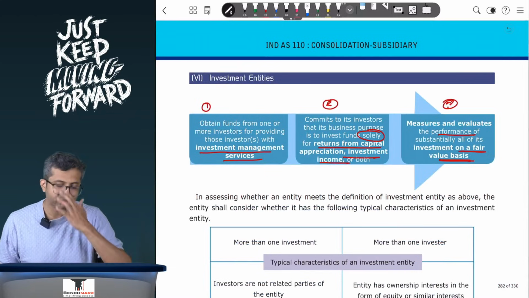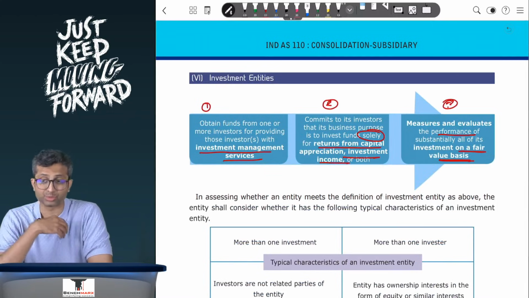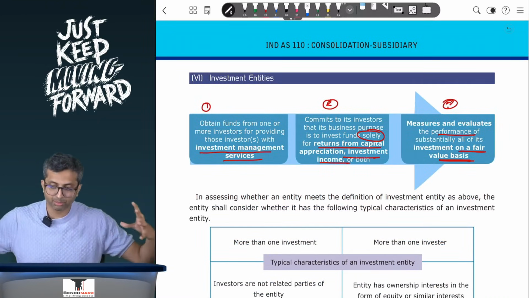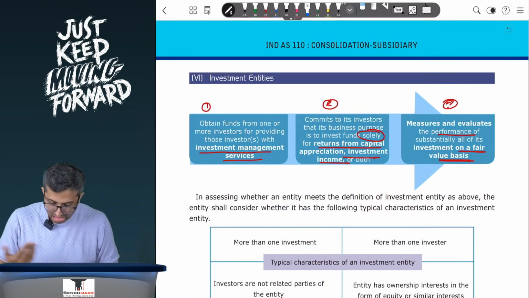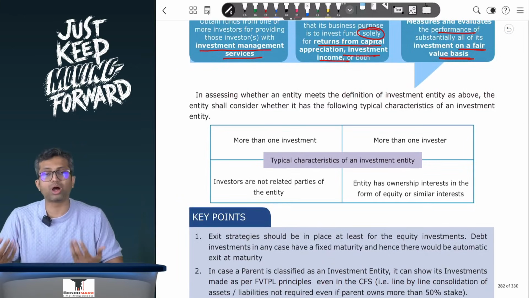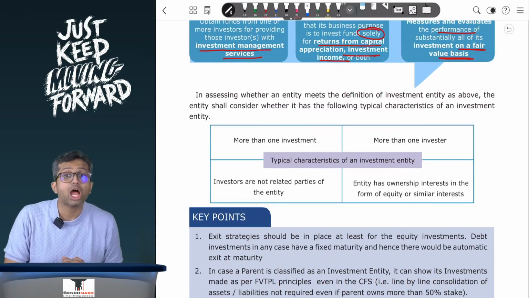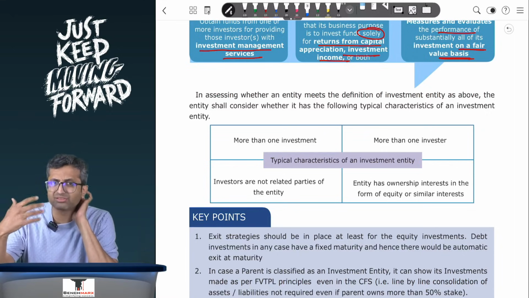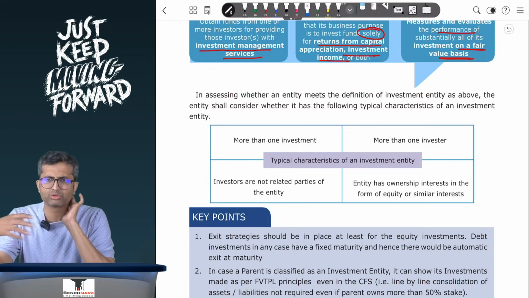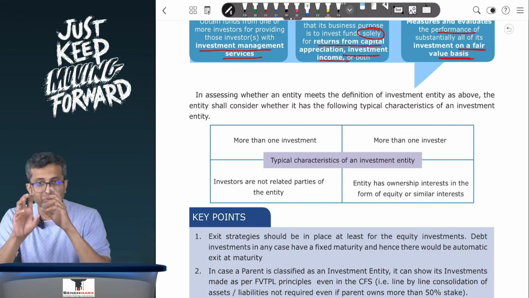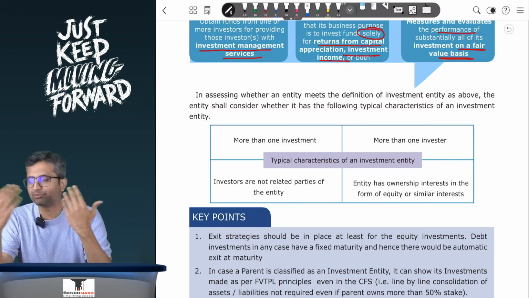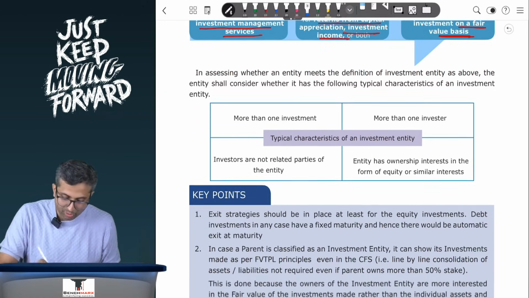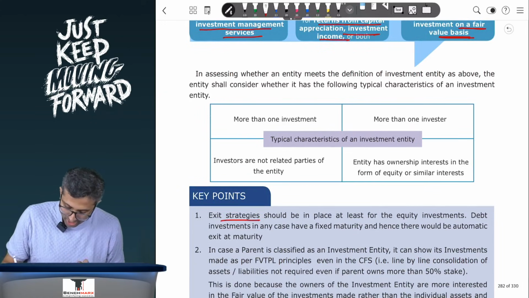Okay, so there are a few other criteria for investment entities as well. Usually, like a mutual fund, they will have more than one investor, and more than one company in which they are investing. None of these are related to each other, and you are taking ownership interest. Most of these funds do have a life. There is an exit strategy where they will exit after 5 to 7 to 9 years, for example. So there will be an exit strategy in place for equity. For debt, largely you don't need an exit strategy because debt will automatically mature, but there would be an exit strategy in place for the equity investments.